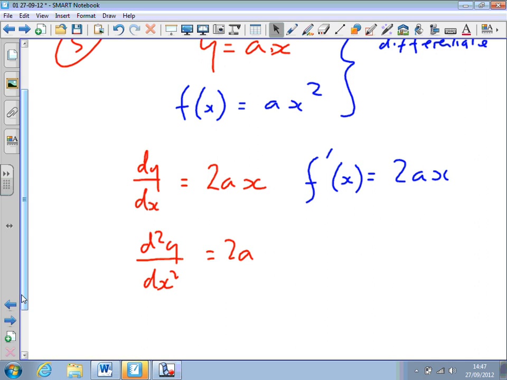So this is where this notation comes in handy, because to show the second differential, you just put 2 primes. And so that's a bit easier to find. Third differential, you just keep adding primes. We don't often find the third differential. The second differential is common to find. Okay.